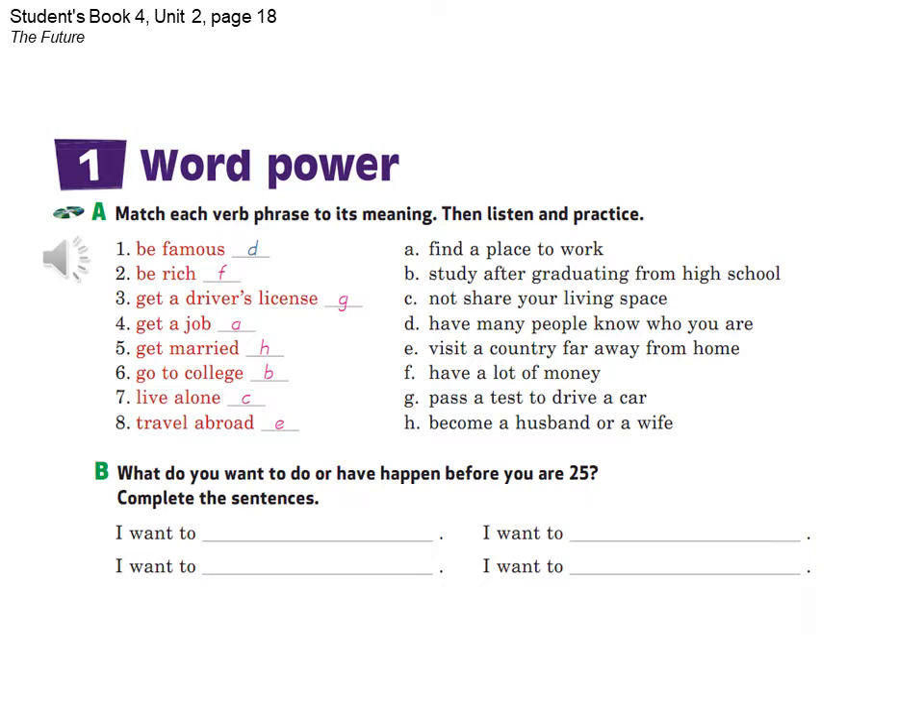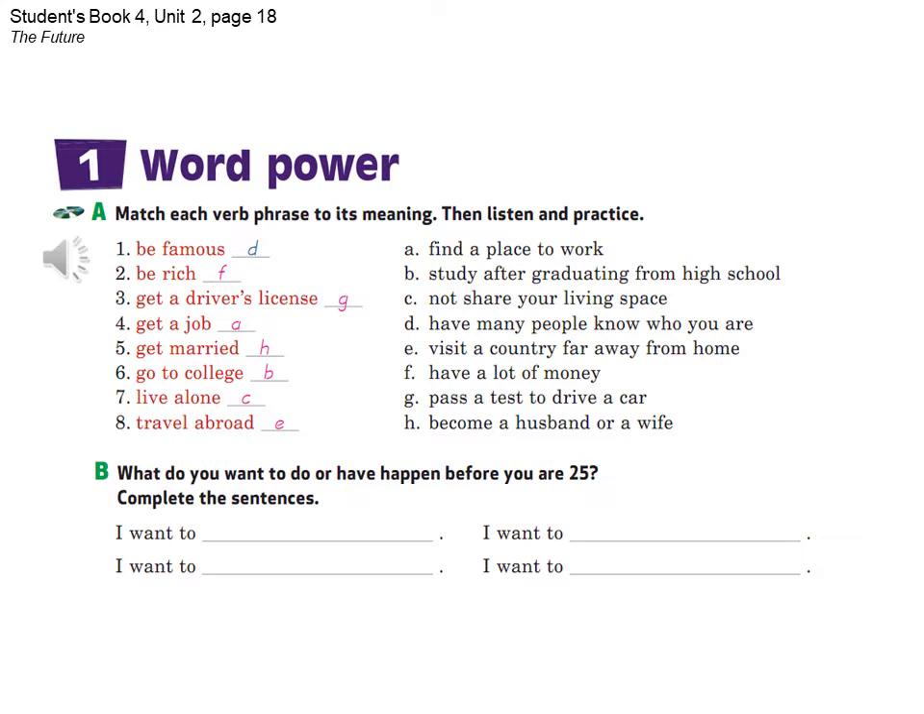To be famous means to have many people know who you are. 2. To be rich means to have a lot of money. 3. To get a driver's license means to pass a test to drive a car. 4. To get a job means to find a place to work. 5. To get married means to become a husband or a wife.